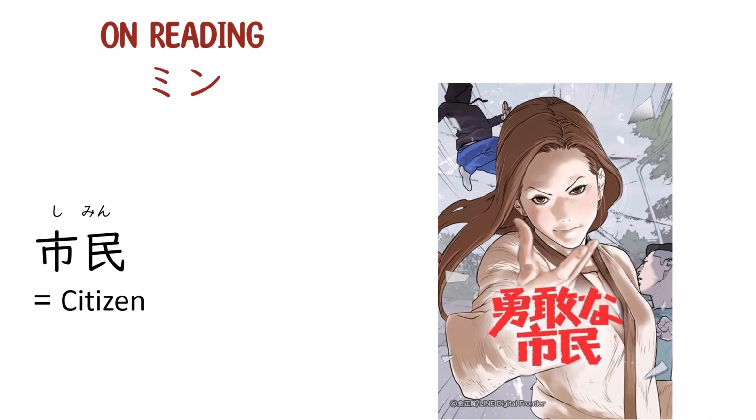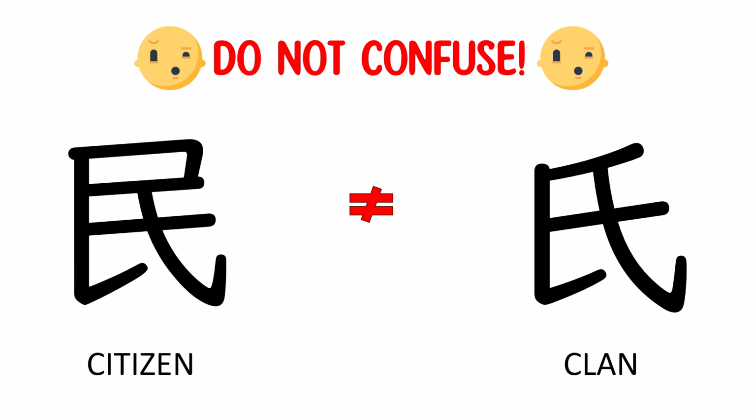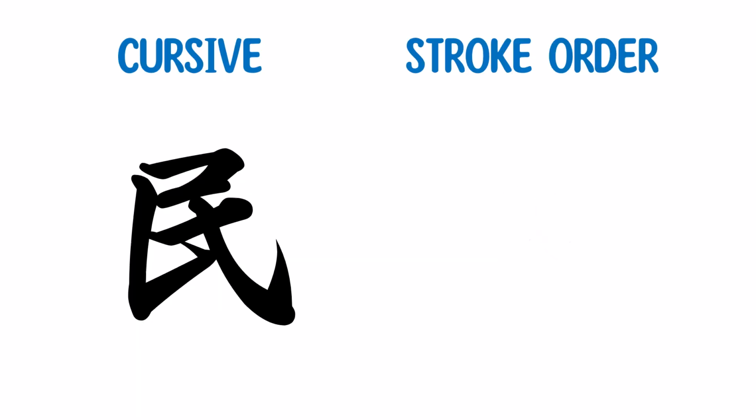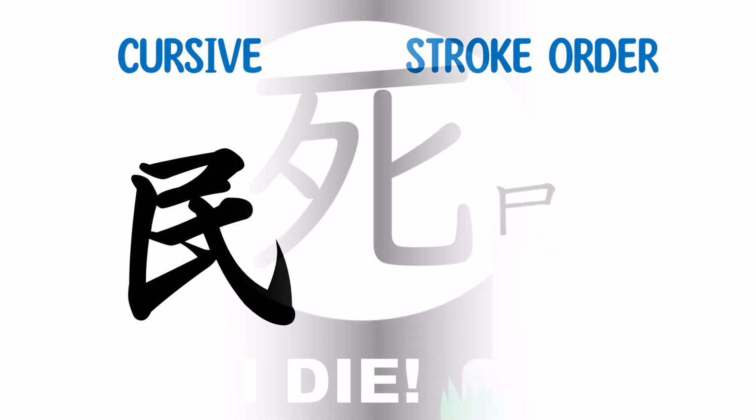The on reading is min. The example is shimin, or citizen. Here we have yukanna shimin, brave citizen. Do not confuse citizen and clan, they are quite similar. After all, clan is the radical for citizen, though it is missing the eye. This kanji has 5 strokes, and although it comes from a tough story, what is important is what kind of citizens we become.